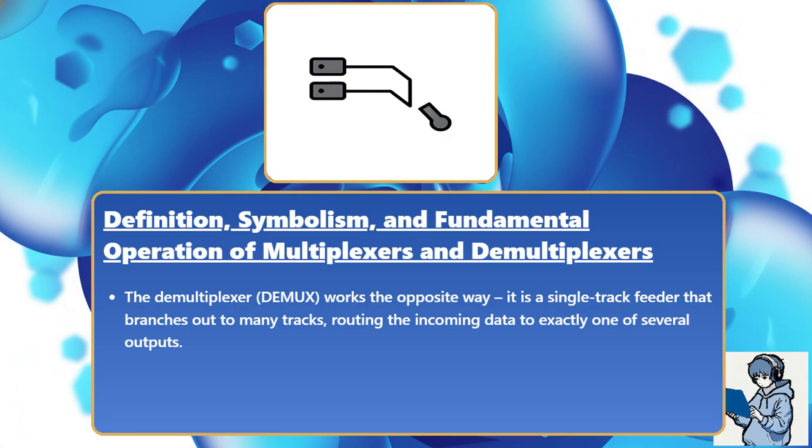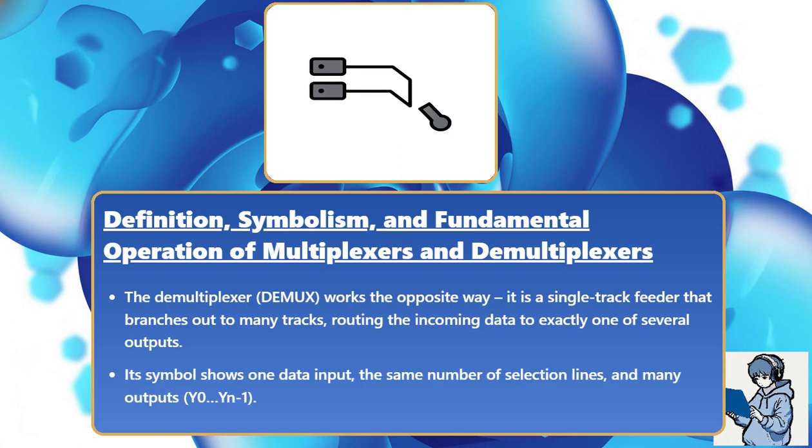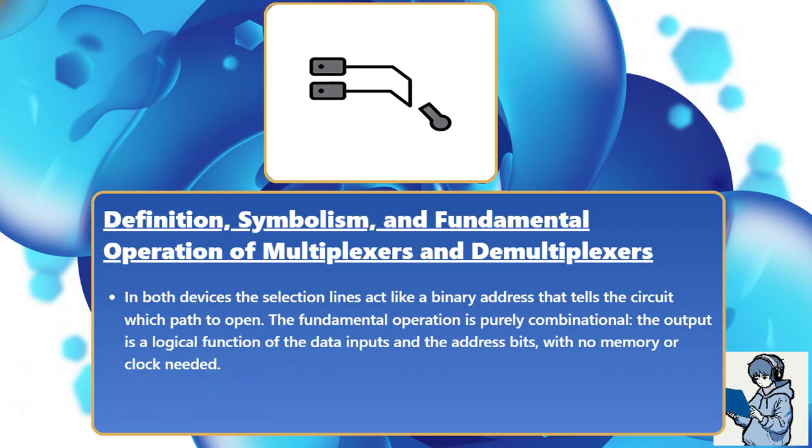The demultiplexer, DEMUX, works the opposite way. It is a single track feeder that branches out to many tracks, routing the incoming data to exactly one of several outputs. Its symbol shows one data input, the same number of selection lines, and many outputs, y0 to yn-1. In both devices, the selection lines act like a binary address that tells the circuit which path to open.